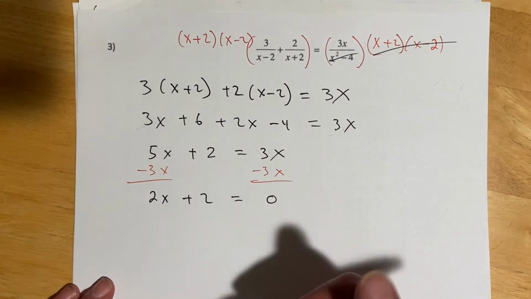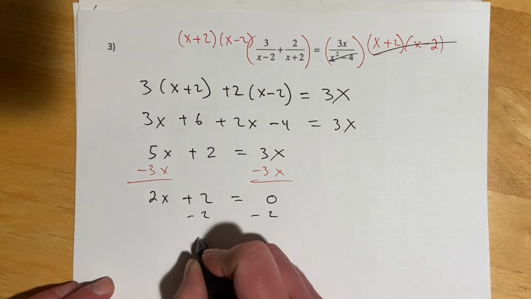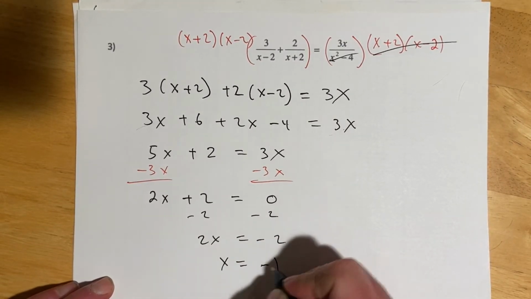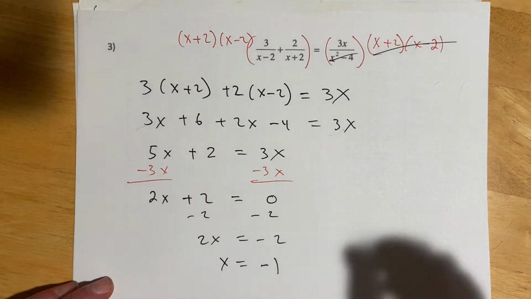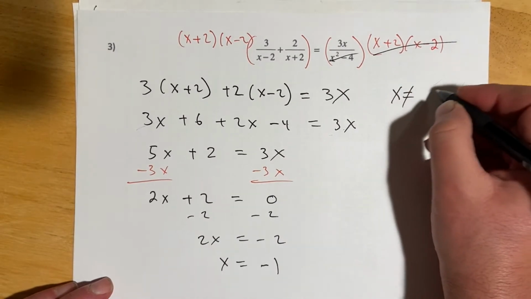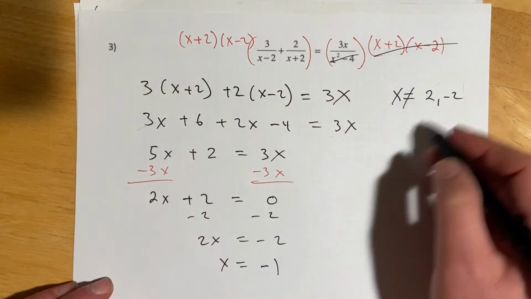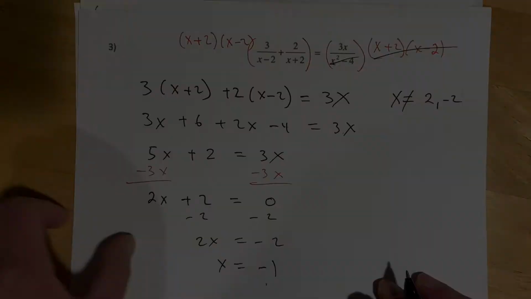And it's that this side is now 0, so we'll bring our 2 over, and then 2x equals negative 2, and then divide it. And x equals negative 1, which is cool because x could not be 2 or negative 2. Those are my 2 restrictions from the denominator, so that one is okay.